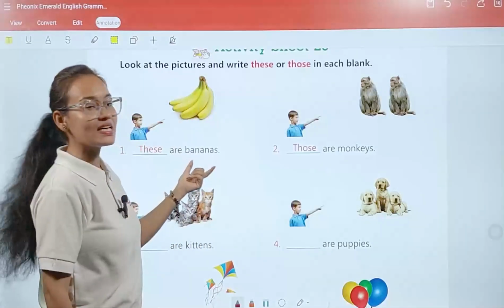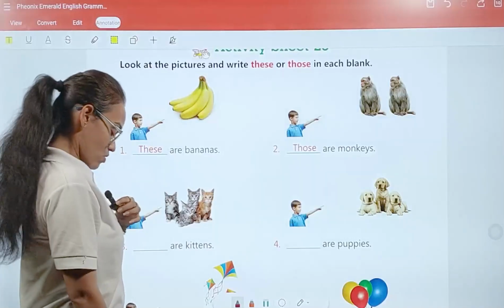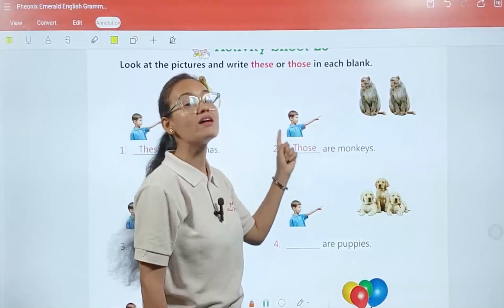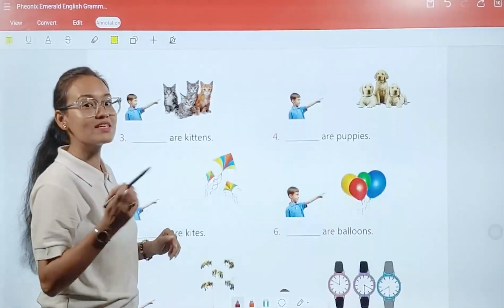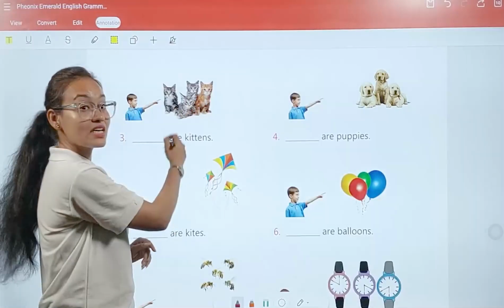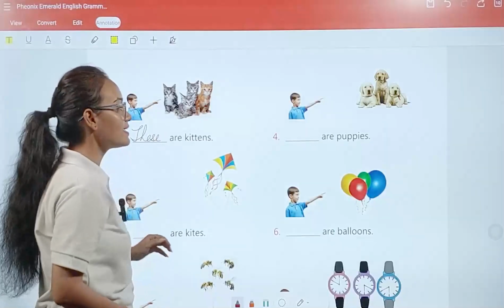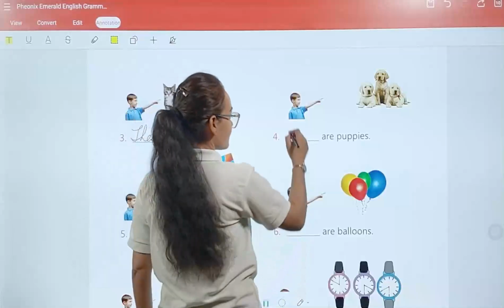Now these are bananas. Here these is written because bananas are closer to this boy. Now those are monkeys. Here those is written because those monkeys are far from this boy. Okay, now see, here what we are going to write, these or those? These, because these kittens are close to this boy. So THESE, these are kittens. Those are puppies because puppies are far from this boy.